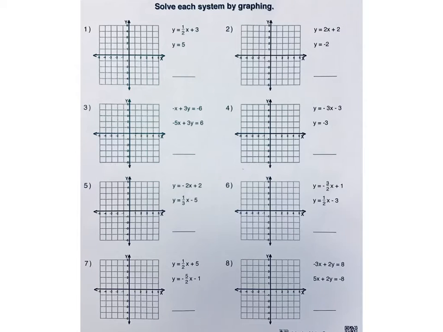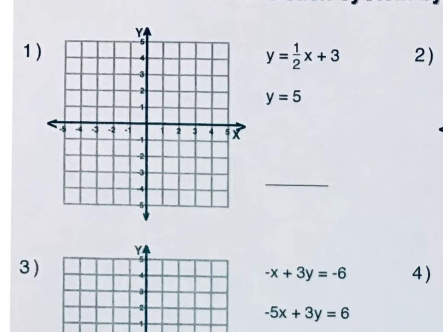Okay, let's solve these systems by graphing. For number 1, we begin at the b. Right here, begin at 3 and put a point on the y-intercept. From there, we apply the slope. Slope is 1/2, or rise 1, run 2, and then put another point.